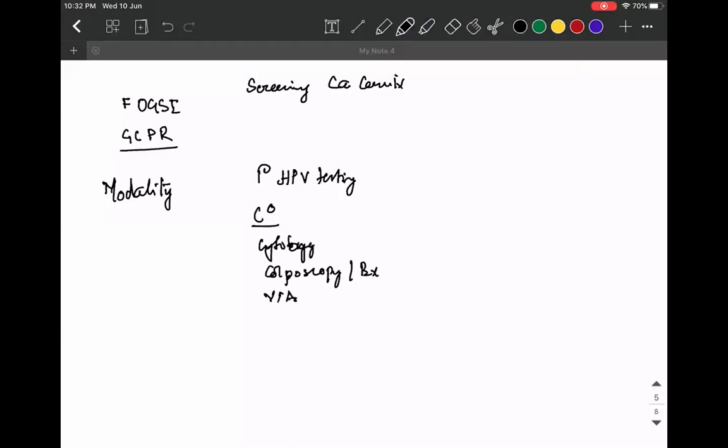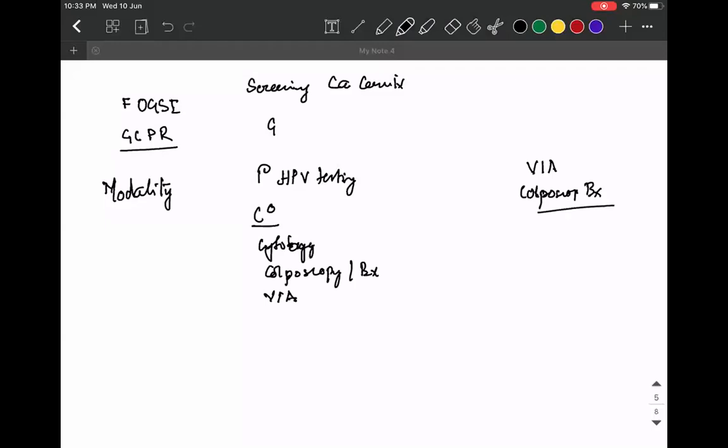These are the modalities that we use in a good resource setting. So FOGSI GCPR divides it into a good resource setting and a limited resource setting. In a limited resource setting, the modalities available would be visual inspection with acetic acid, colposcopy and biopsy.